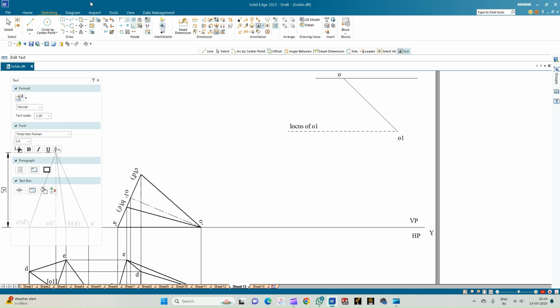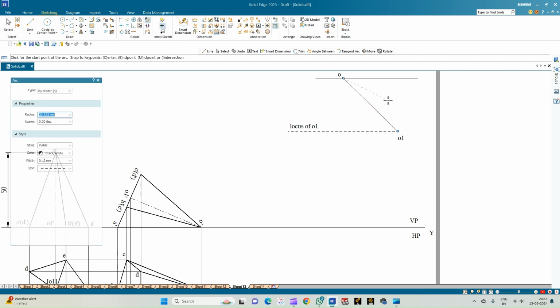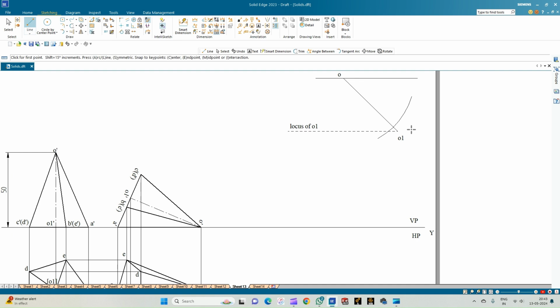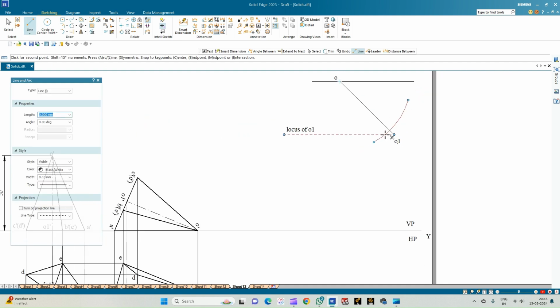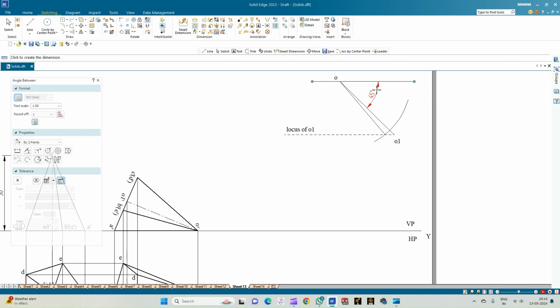So now we have to take the arc by center point, and keeping O as the arc center point, let us try to cut an arc which is having the radii equal to 46.01, and then let that arc intersect the locus of O1. So from the point of intersection, let us join this back to O and then measure the angle. So initially this is 45 degrees, which is the given angle phi, and then this is the angle 50 degrees, which is the beta angle.